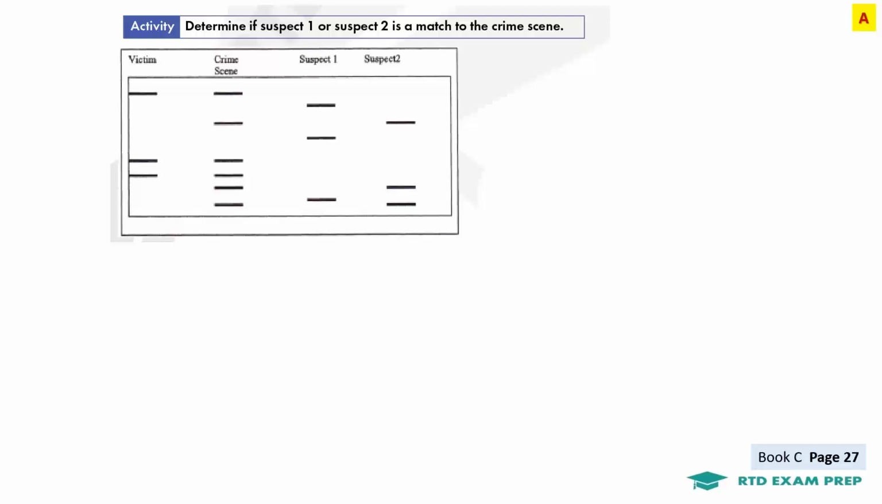So at the crime scene, we collected a bunch of DNA. We can see that the victim has provided this DNA. If we looked at suspect 1, it's definitely not them. None of the DNA matches up. But suspect 2 very clearly is providing the DNA samples that were not provided by the victim. So in this activity, we'd know without a doubt suspect 2 is the guilty one.